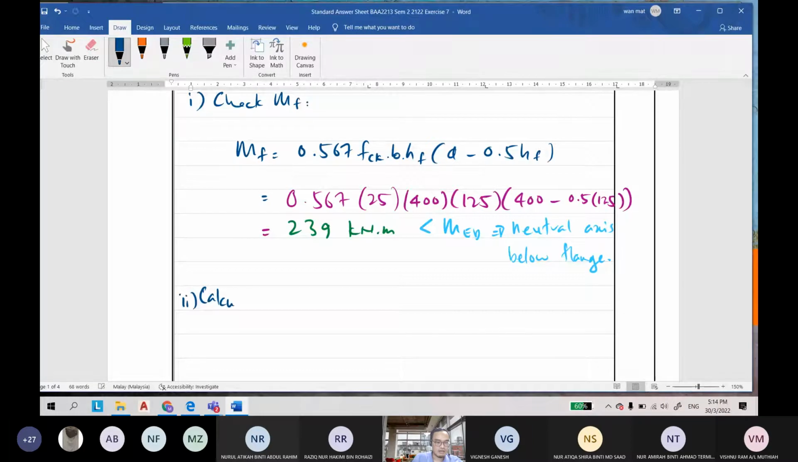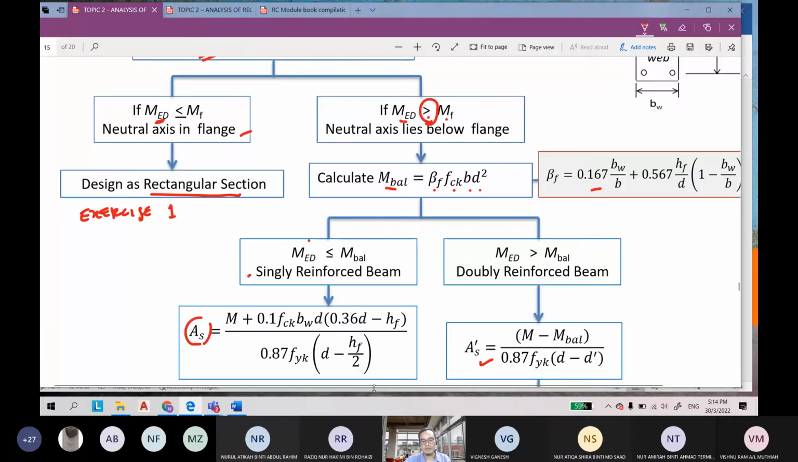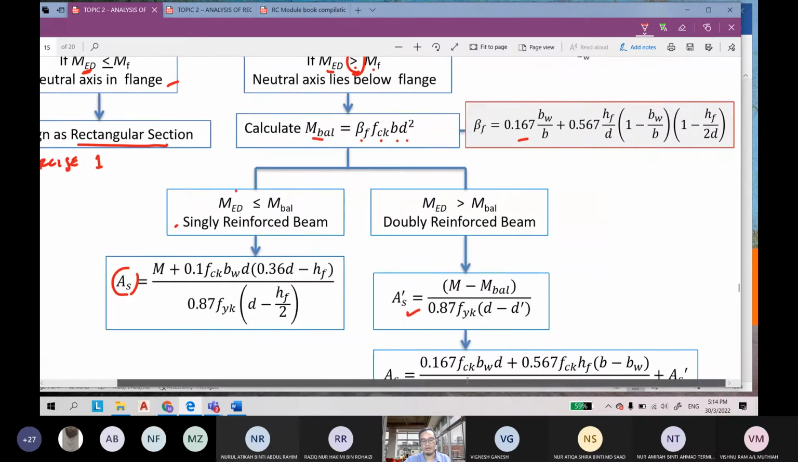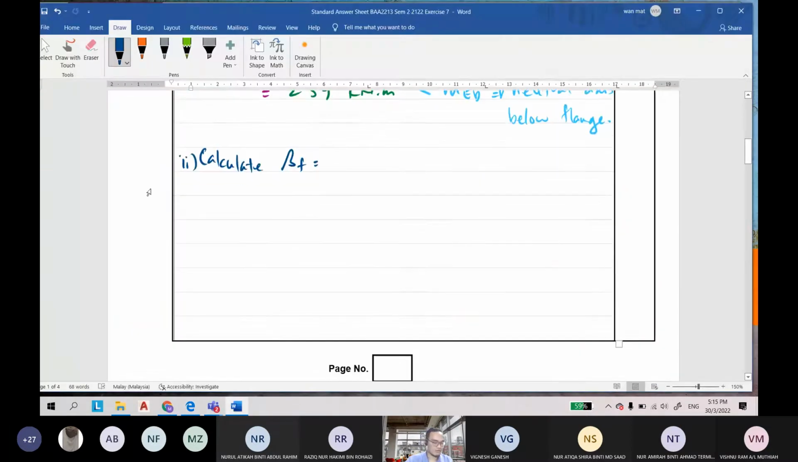Calculate the beta F directly from these equations. We can use these equations for beta F. Just write down these equations.